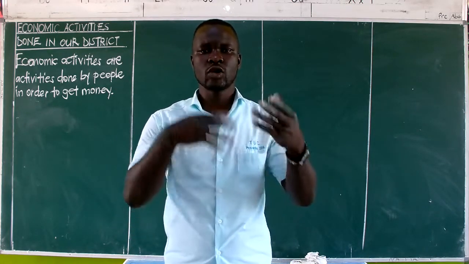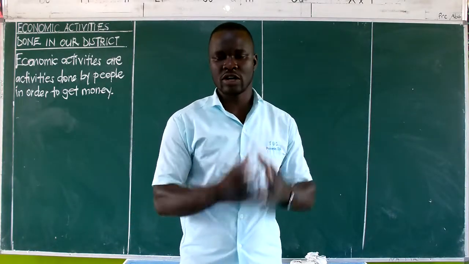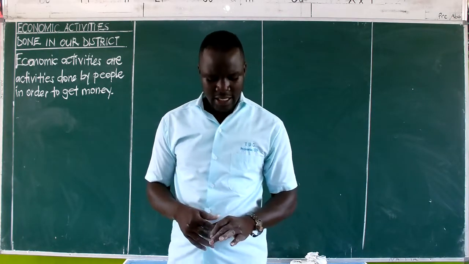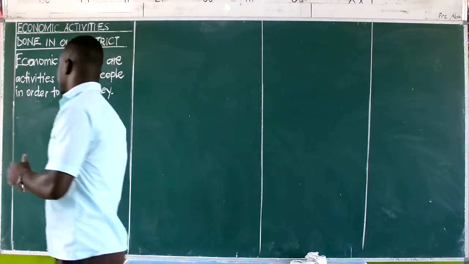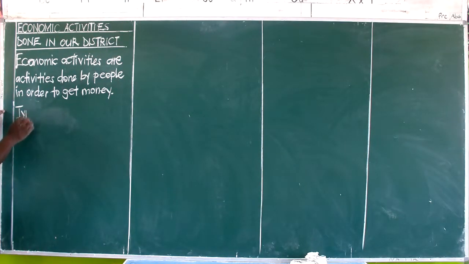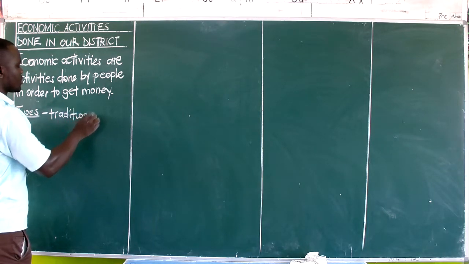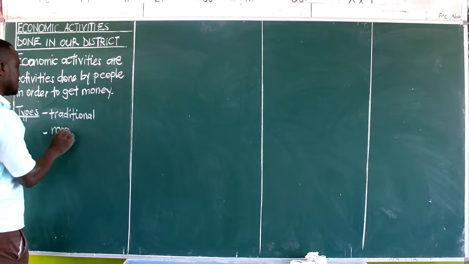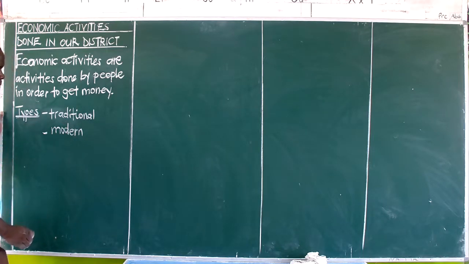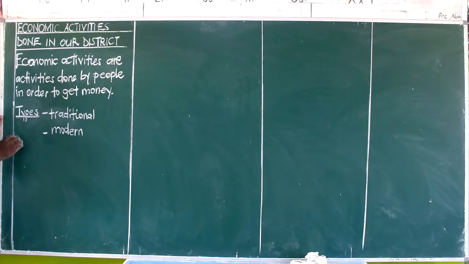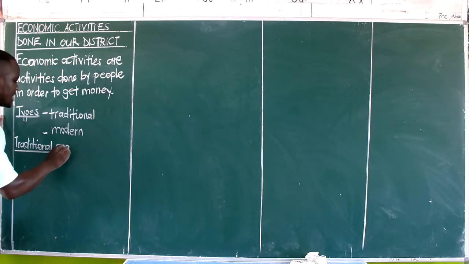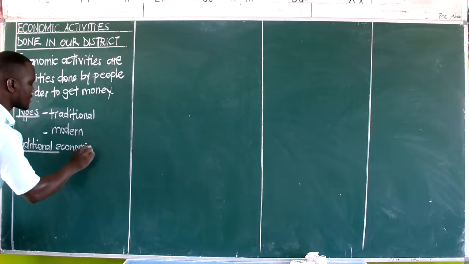We have these activities grouped into two. We have the modern economic activities, and then we shall also be looking at those traditional economic activities. So those ones are the ones we call the types now. Types are two. We have traditional economic activities, and then we shall also look at those modern economic activities. Now, which ones are these which are traditional? Which are these traditional economic activities?